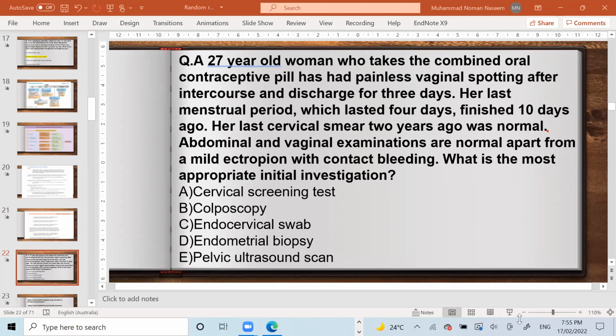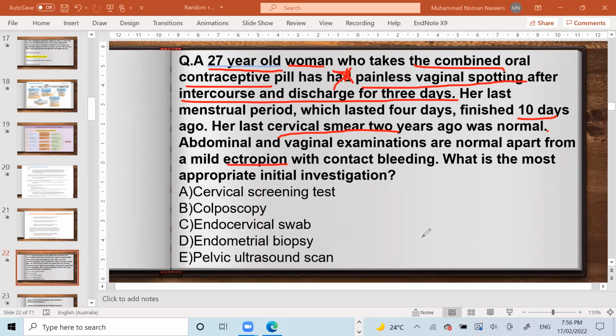All right. So our next question is, a 27-year-old female who takes combined oral contraceptive pills. All right, important clues. She has come to you with painless vaginal spotting after intercourse and discharge for 3 days. Her last menstrual period, which lasts 4 days, was 10 days ago. Her last cervical smear test was 2 years ago and it was normal. Abdominal and vaginal examinations are normal apart from a mild ectropion with contact bleeding.